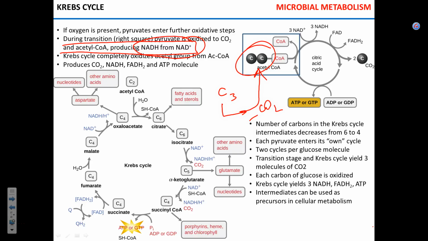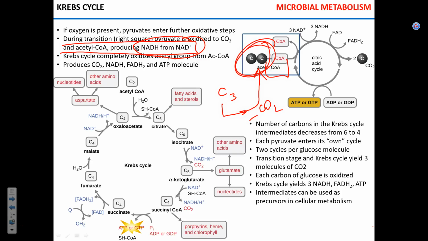Per 1 molecule of glucose, how many acetyl-CoAs are going to be formed? 2. Why? Why 2 acetyl-CoAs per 1 molecule of glucose? So yeah, but what is it arranged into at the end of glycolysis? 2 pyruvate molecules, right? So you have 2 pyruvate molecules. Each pyruvate is converted into acetyl-CoA. Does that make sense? Okay.